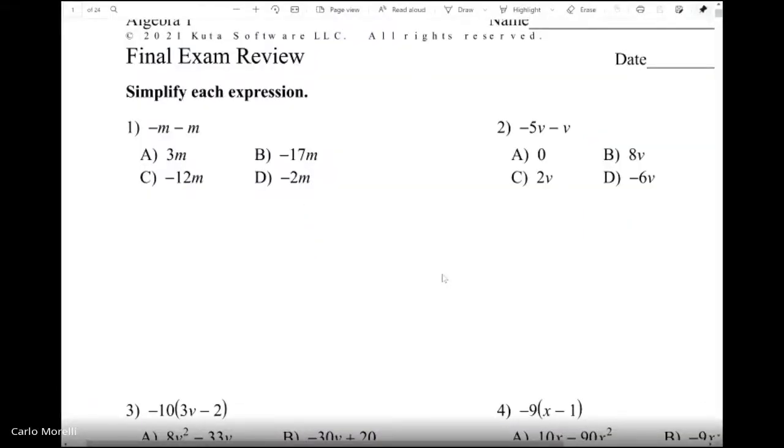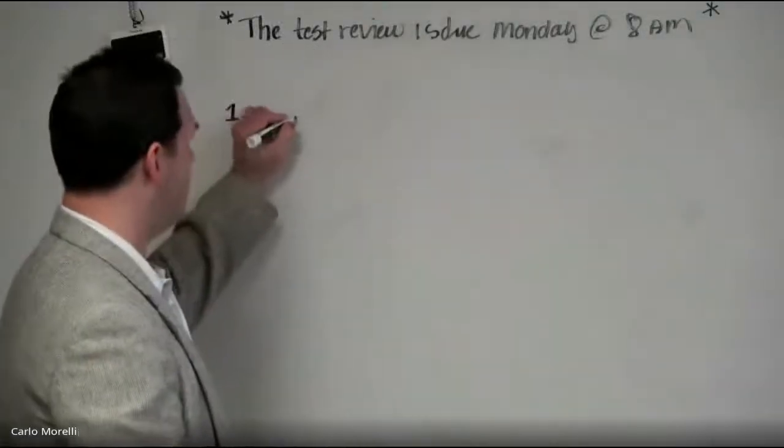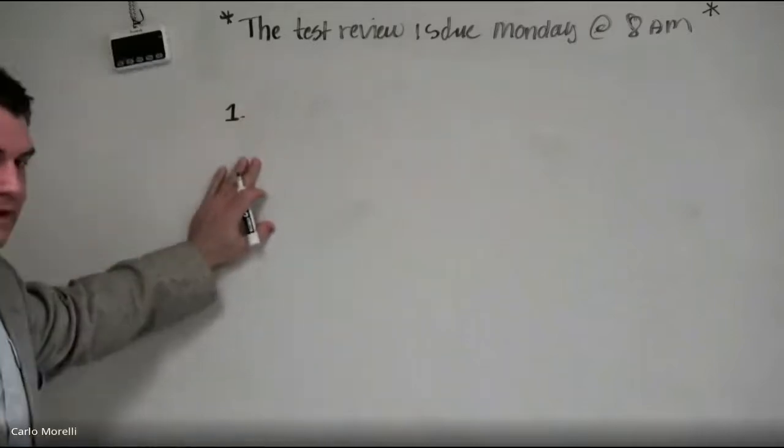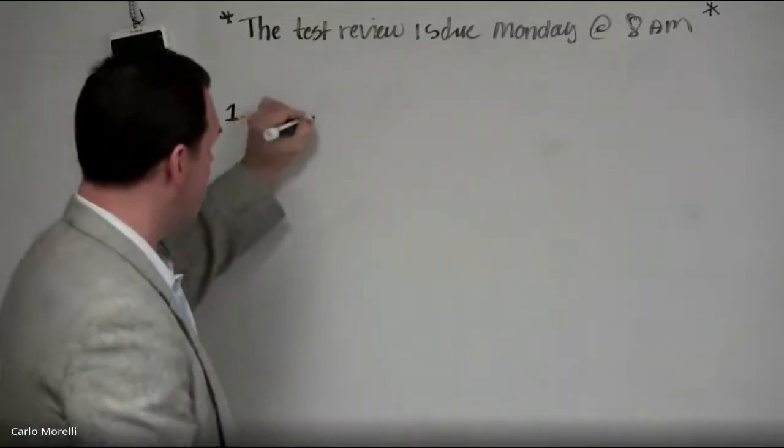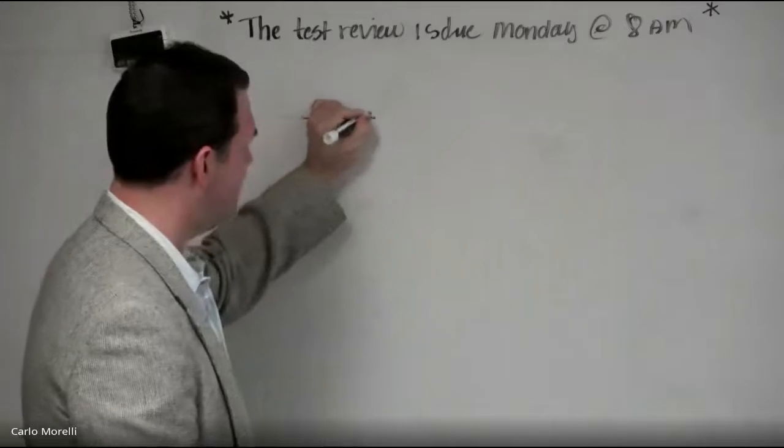Okay, final exam review. Number 1, negative m minus m. So you have to write down everything I write down. Negative m minus m.